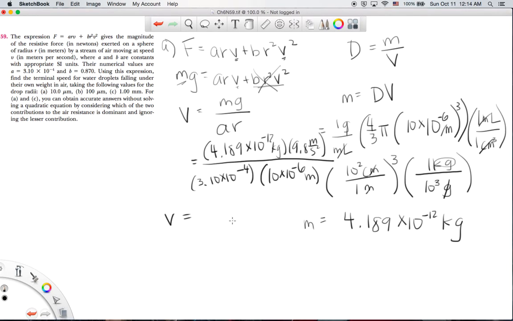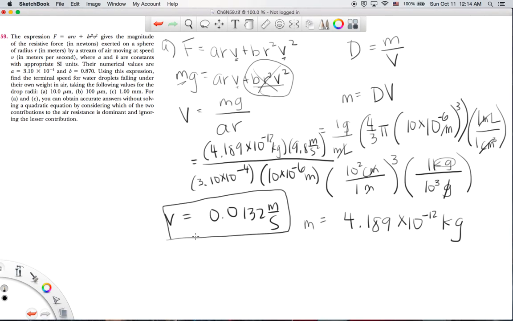And so the velocity is going to be 0.0132 meters per second. We see that since the velocity is less than 1, if we had used the other part of the equation, it would have been a really small number anyway. So that's the answer to part A.